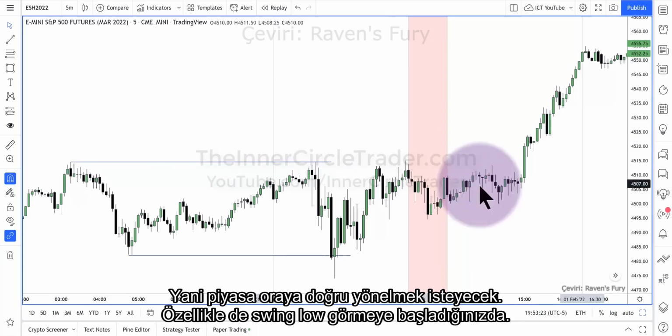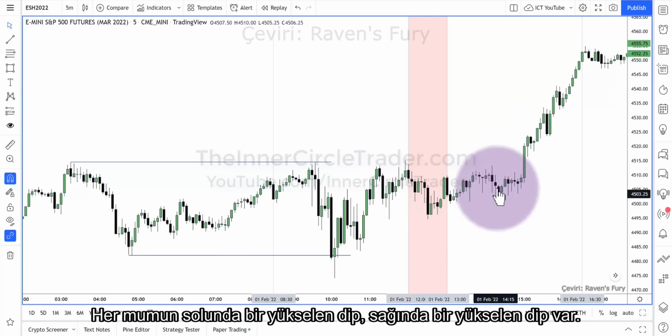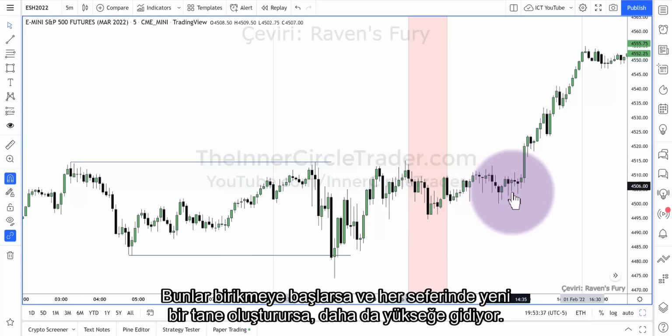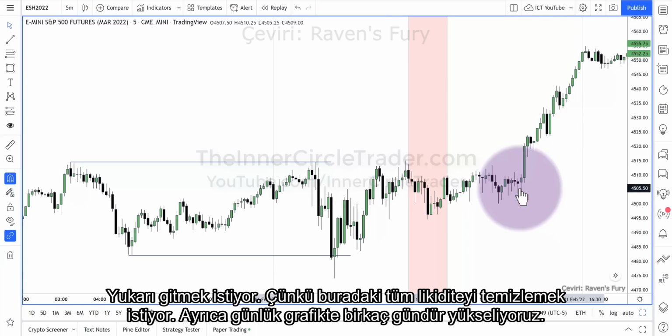So the market's going to want to gravitate towards that, especially if you start seeing the swing lows, not the one in lunchtime, ignore that one. You start seeing the swing lows that are forming, every candle that has a higher low to the left and a higher low to the right. If they start building up, and every time they create a new one it's going higher, that's an underpinning of the marketplace that's showing accumulation. It wants to go up because it wants to clean out all this here.